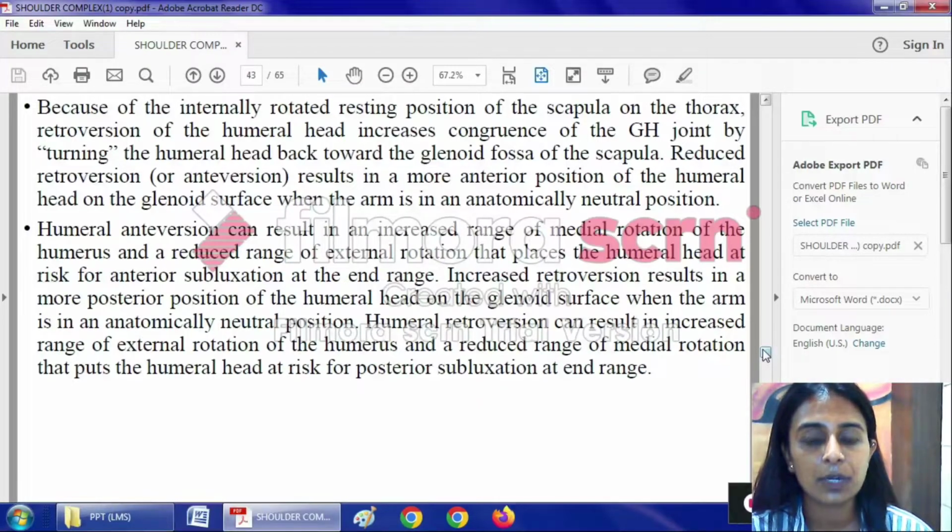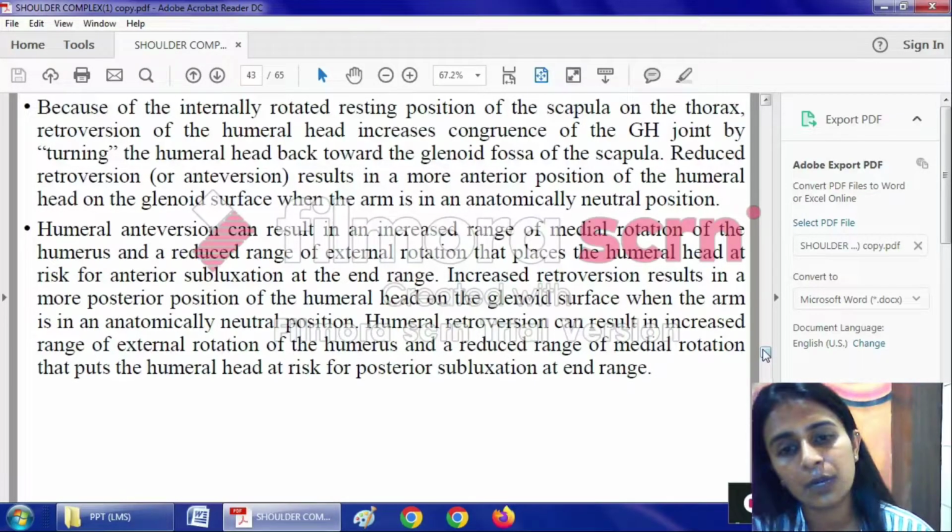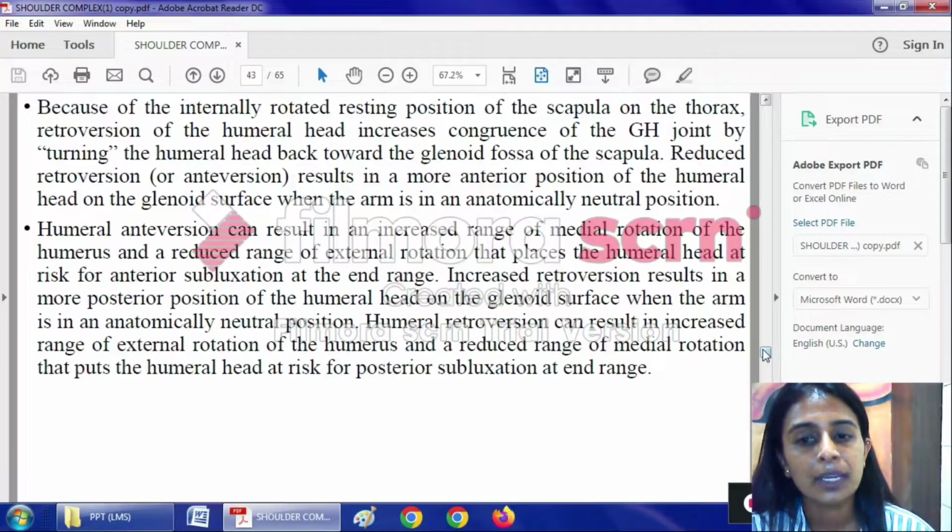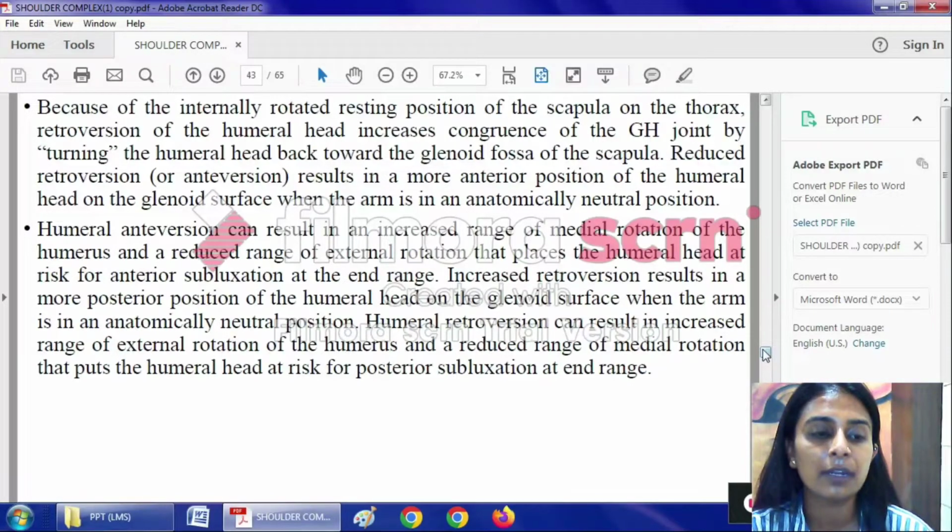Increased retroversion results in a more posterior position of the humeral head on the glenoid surface when the arm is in an anatomical neutral position. Humeral retroversion can result in increased range of external rotation of the humerus and reduced range of medial rotation. The humeral head is at risk of posterior subluxation at the end range.